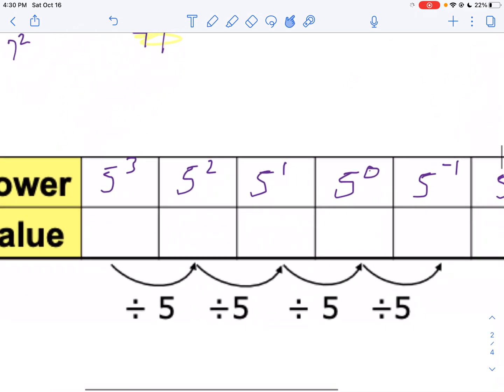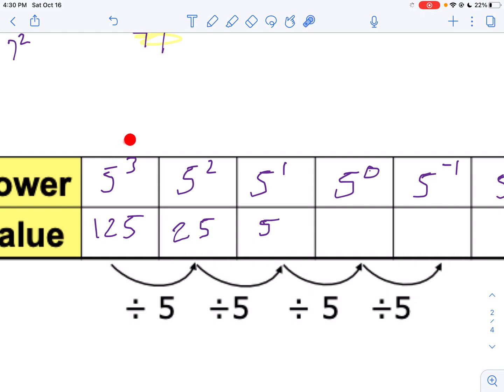Pull this up a little bit here. There we go. So 5 cubed is 125. 5 squared, well, that's 25. 5 to the 1st, that's 5. And what I want you to notice in this pattern, we're going down an exponent each single time, aren't we? When I go down an exponent, I'm dividing each of these by 5. So I take 125 divided by 5, I get 25. 25 divided by 5, I get 5. 5 divided by 5, I get 1. And I take 1 divided by 5, I get 1/5.